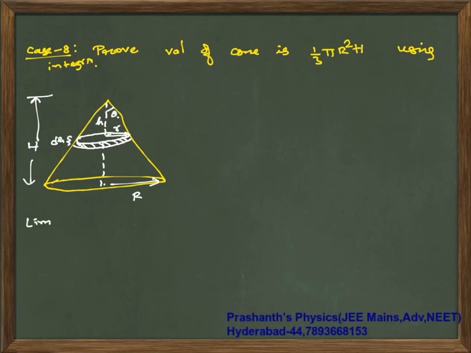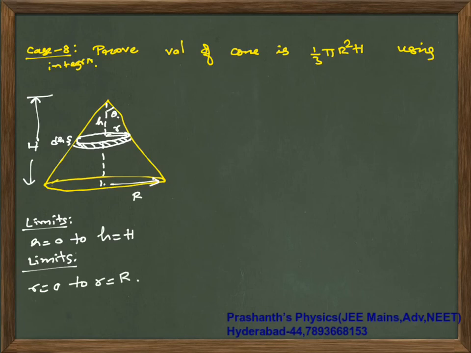Now your limits are from h equal to 0 to h equal to capital H, or your limits can also be written as from r equal to 0 to r equal to capital R. Now if you define a small volume dV, if you are cutting this disc and pasting it outside, your small volume dV is area of base pi r square into height dh. Because for small volume it is area of base into height.